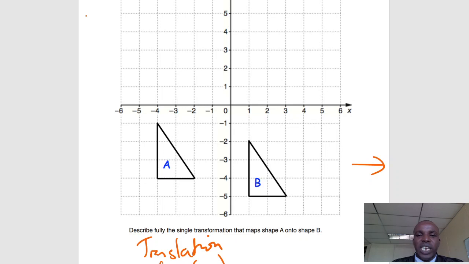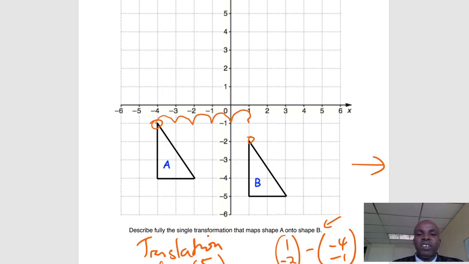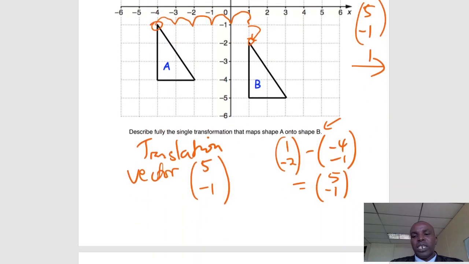Let's find the vector. I can take which point? This point and this point. It's A onto B. B is the image. So this point is x 1, y minus 2. Then minus this point, minus 4, minus 1. Then subtract, you get 5. You get minus 1. So it's 5, minus 1. Done. Just like that. Even if you were to count x, it will be 1, 2, 3, 4, 5. You write your 5. Then y, it will be minus 1 going downwards. Still, it will work. Just like that.